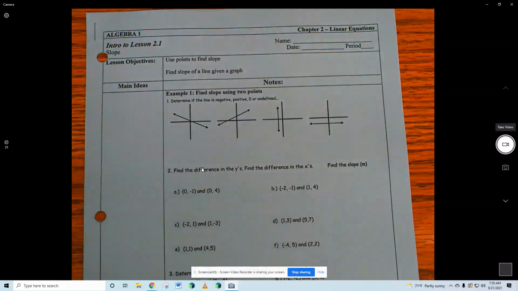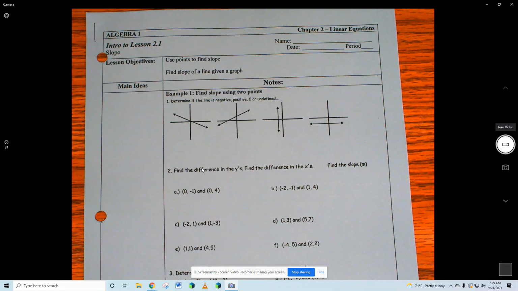Right, we are doing chapter 2, lesson 1. We're starting out with slope. So we graphed points on a coordinate plane, x comma y. Now, slope means if I have 2 points, what would the slant be? And if I connected those 2 points, what would the tilt be?